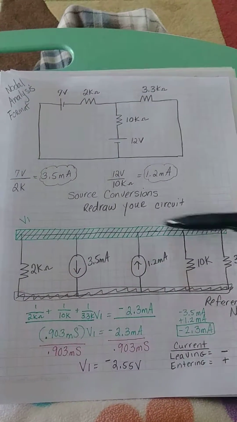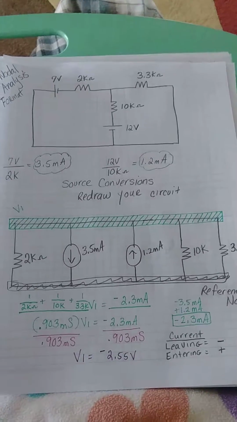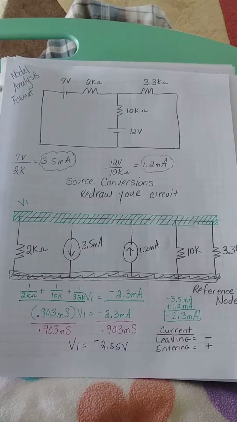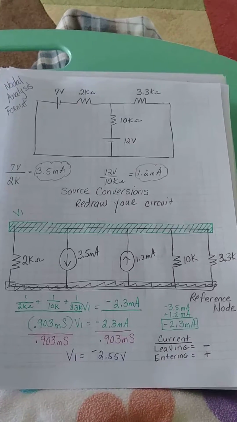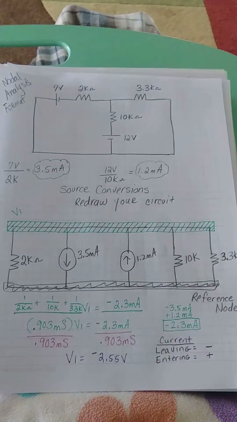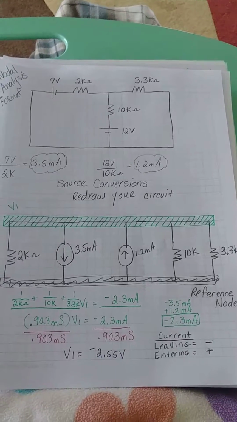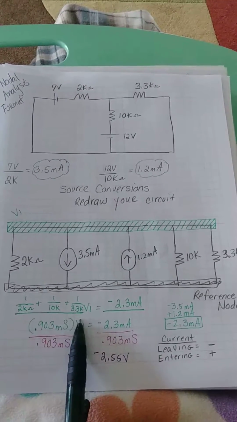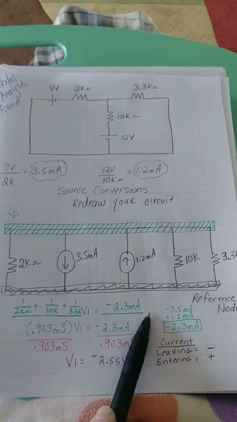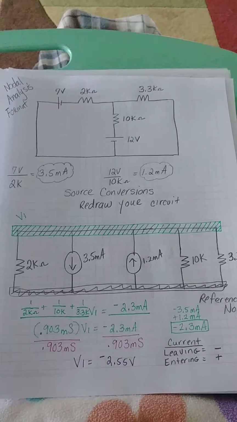So we have only one unknown, so we only really need one equation. Remember, when there's one unknown and one equation, you can't put that in the calculator for simultaneous equations. You have to solve it out. So I did the format approach. So I did something, V1 equals the current leaving and entering.